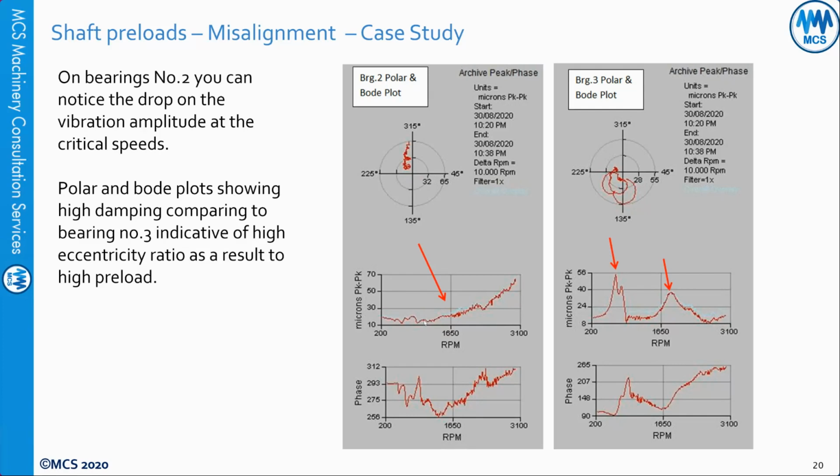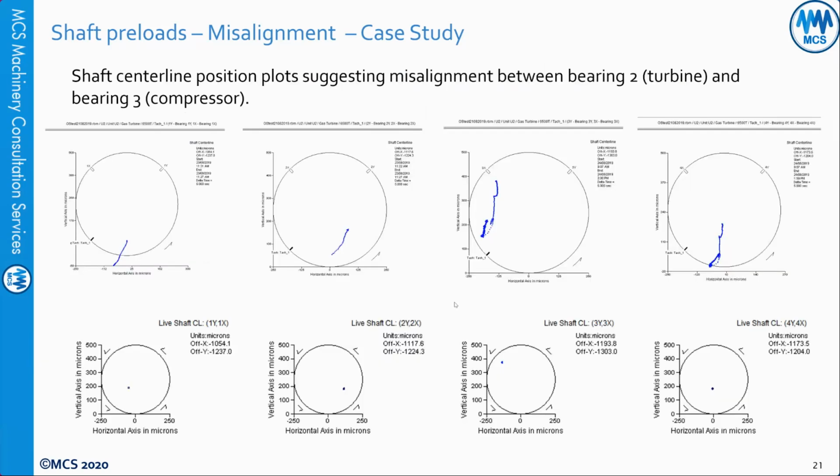So we talked about, and by the way, this is not the case every time. You might have shaft preload, but you still can see the critical speeds. But in this severe condition, this is what we see: the spectrum 1x, 2x, the shaft centerline, the orbit, and the Bode plot. And if you look here at the shaft centerline, bearing 1, bearing 2, bearing 3, and bearing 4, this is all of them. And you can see bearing 2 and 3, very obvious misalignment.